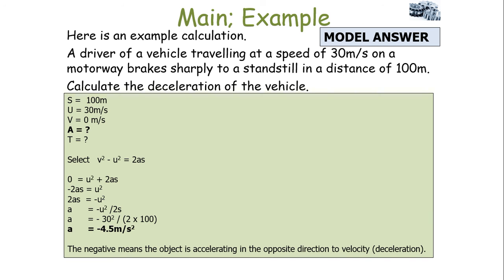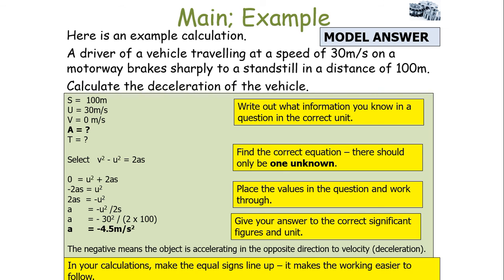So one last example question. We'll do it all at once this time. A driver of a vehicle traveling at a speed of 30 meters per second on a motorway brakes sharply to a standstill in a distance of 100 meters. Calculate the deceleration. So what do you do? Well, you write out what information you know in the correct units. You find the correct equation. There should only be one unknown. Place the values in and work it through. And give your answer to the correct significant figures and unit. And remember, because we've worked out a negative acceleration, that means it must be decelerating. It must be slowing down.